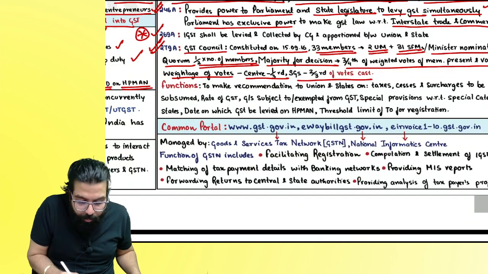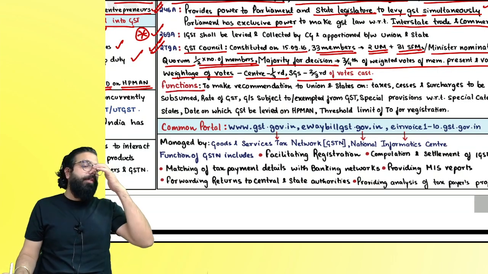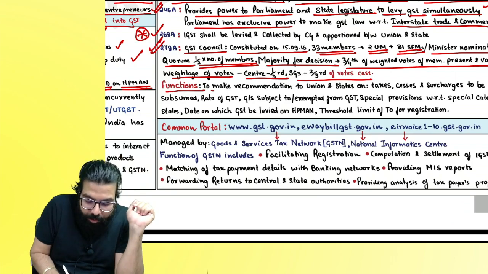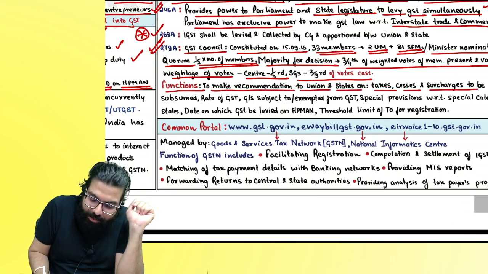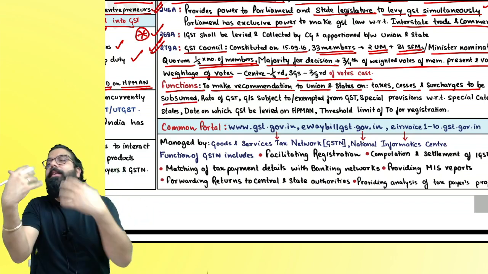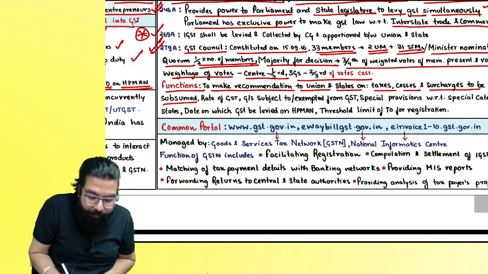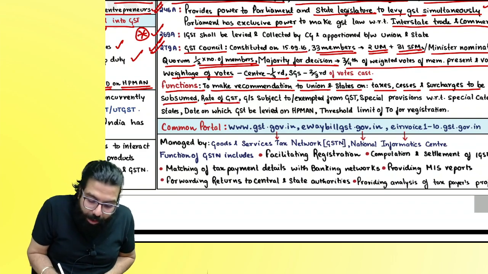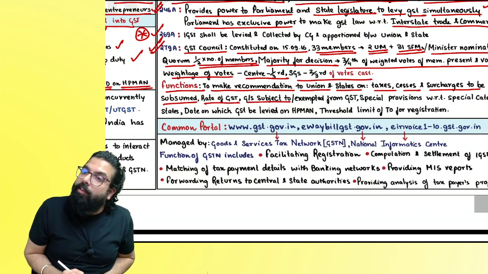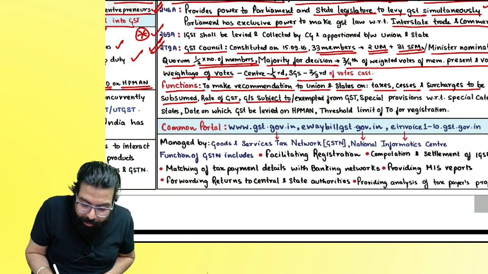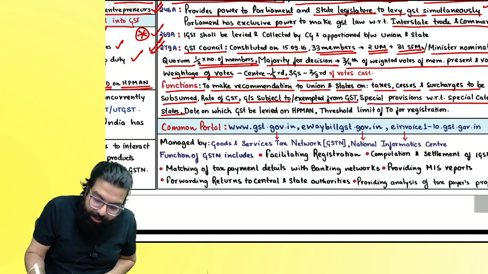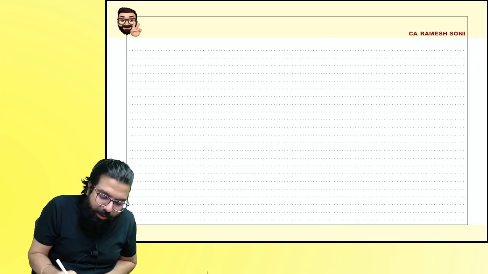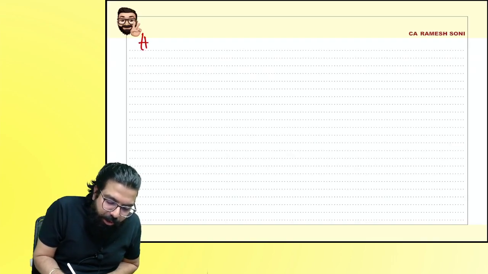Now, the next one is, what are the functions of the GST Council? The GST Council will make recommendations to the union and state on the taxes, cess and surcharges to be subsumed. What are the taxes that will go because of the coming of GST? Rates of GST. Goods or services which will be exempted or which will be subject to GST. Special provision with respect to special category states. Can you tell me what the special category states are, everyone?